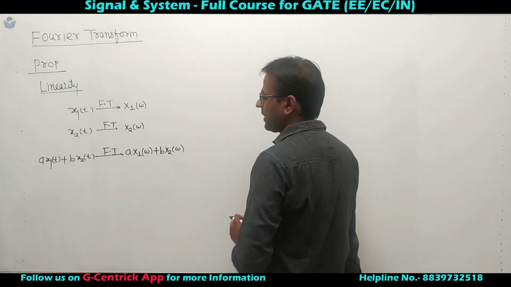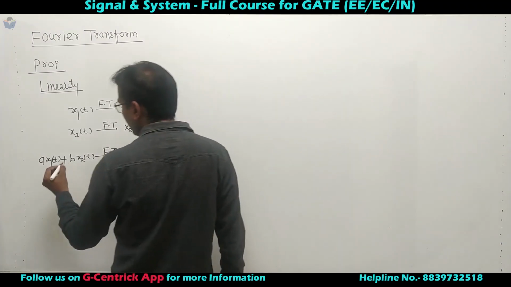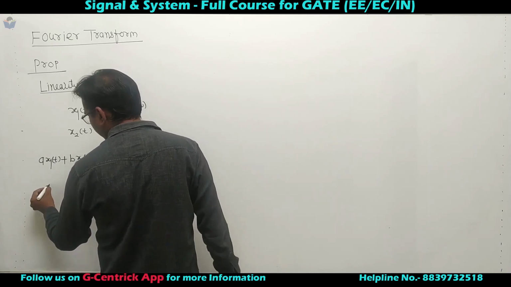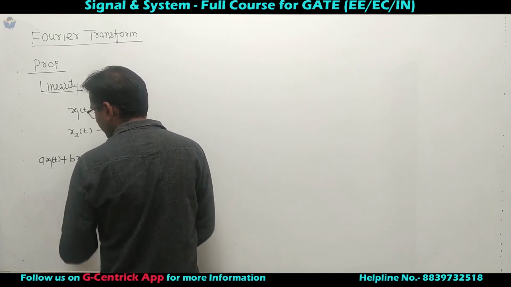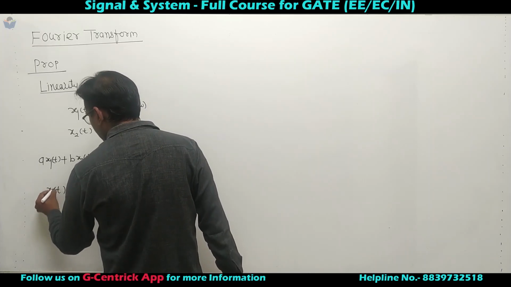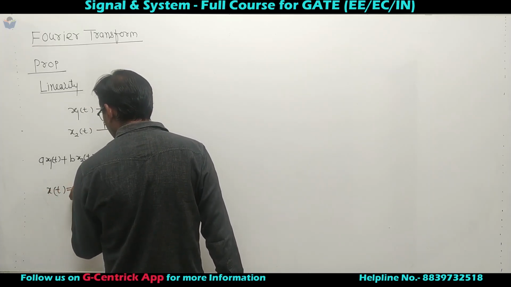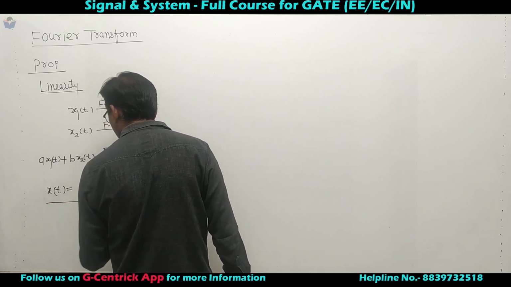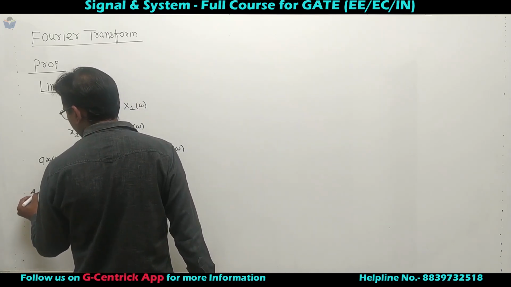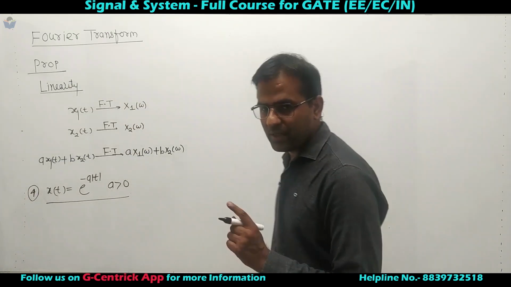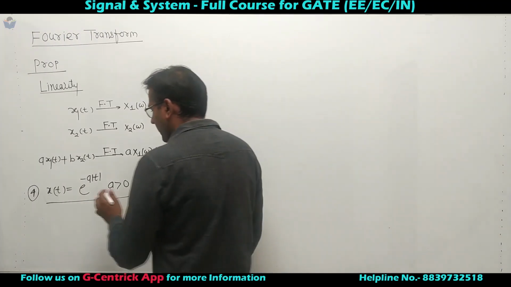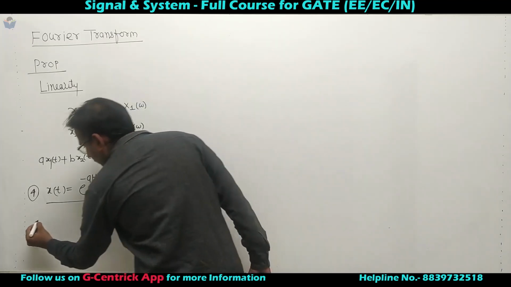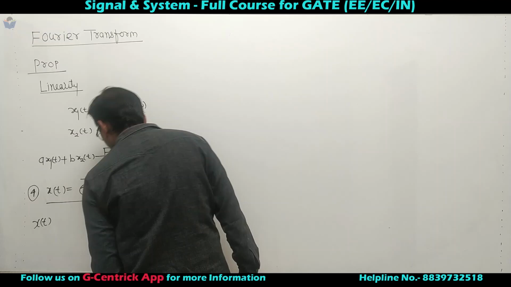So I am using this property, and let's calculate the Fourier transform for x of t equal to e to the power minus a mod of t, when a is greater than 0. This is the fourth Fourier transform we are calculating. The first is del t, then e to the power minus at, and so on. I can write this function x of t, and of course a is greater than 0.